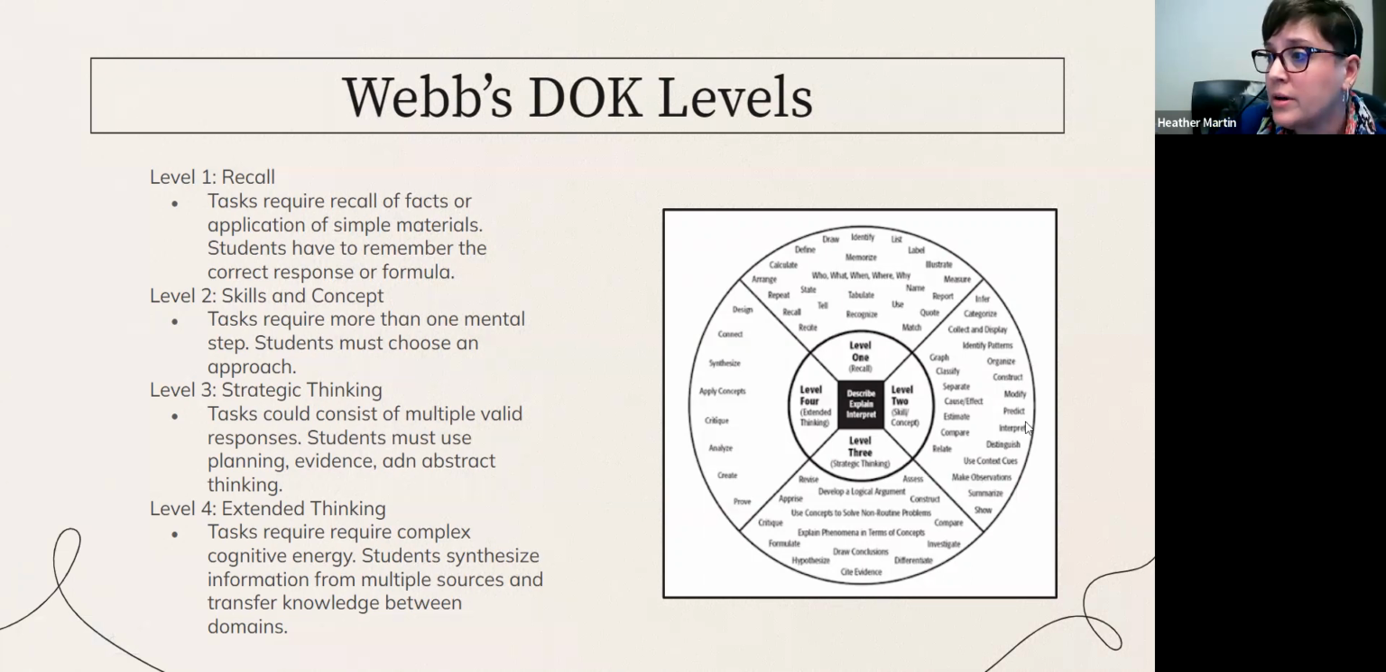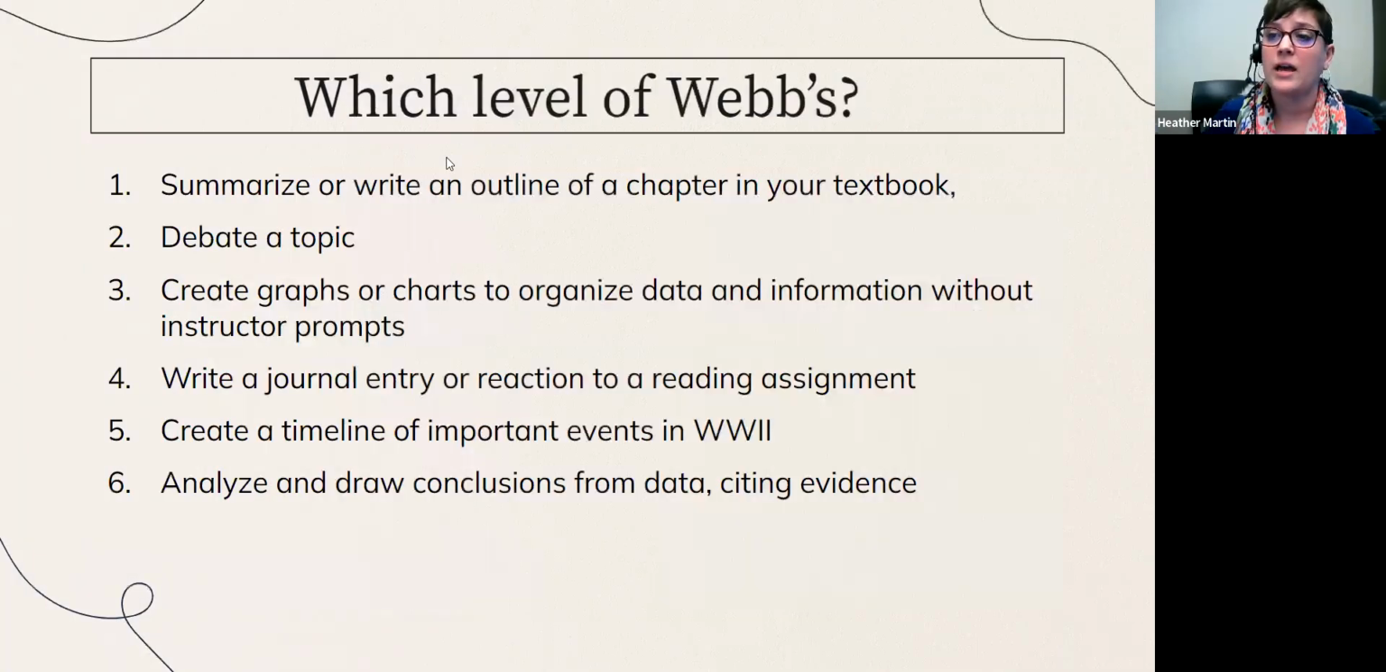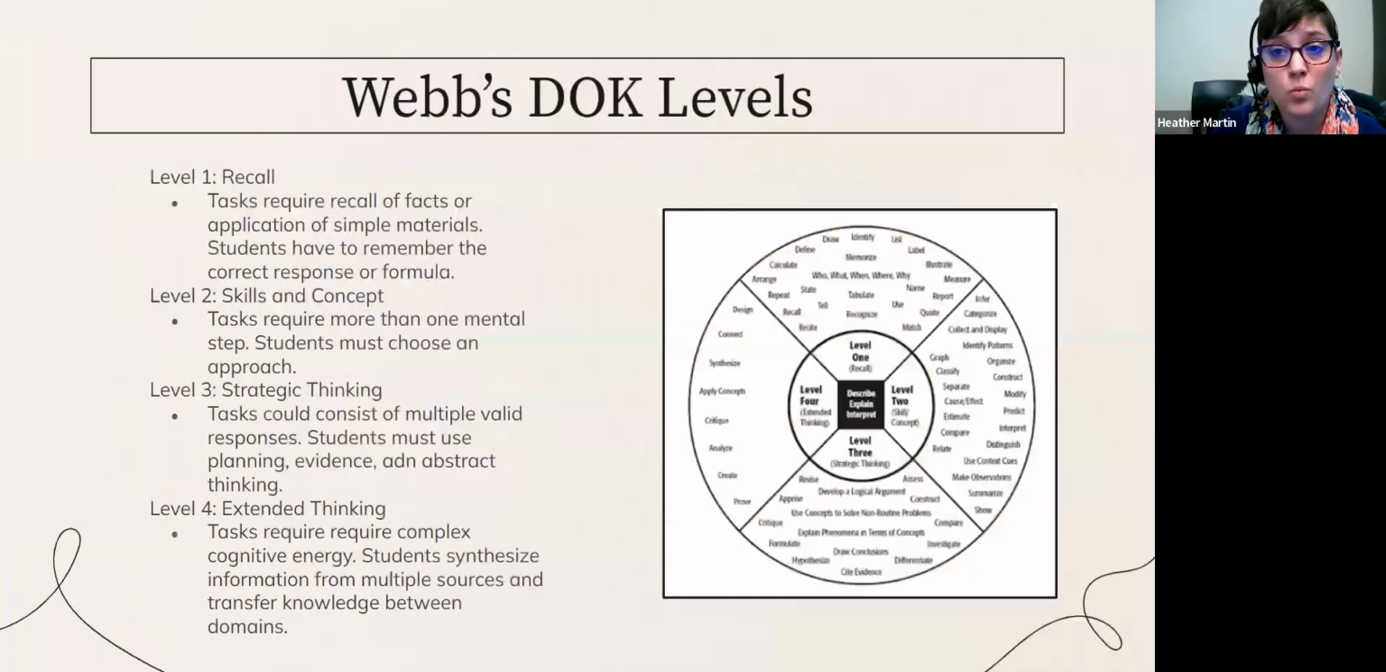So what we are going to do now is we have a list of kind of simple activities, and we're going to be classifying them by which level of Webb's depth of knowledge they correspond to. And one thing I want you to remember before you do this is that, first of all, there's no one specific answer. You'll notice on the wheel that there are several verbs that fit into multiple kind of pie slices. For example, compare is in a few of them.